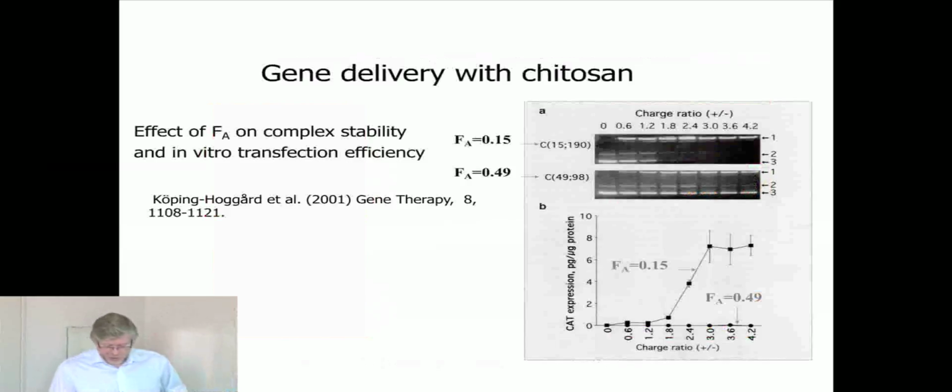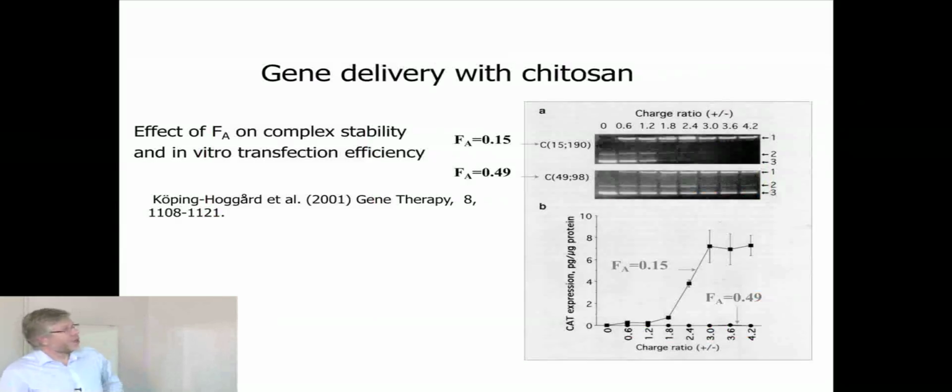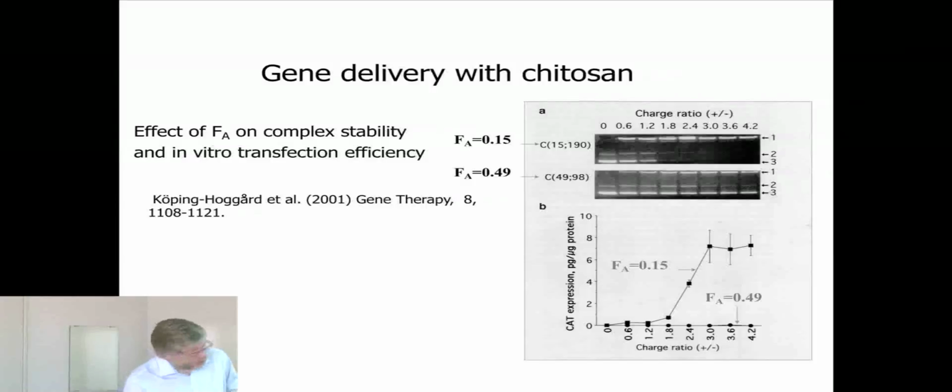There is a lot of literature on this. We found, for instance, that the ability to form polyplex depended very much on charge ratio and Fa. So that the very high Fa do not tend to bind very well, but the low Fa have high charge and bind DNA, given a certain charge ratio. This is simple gel electrophoresis.